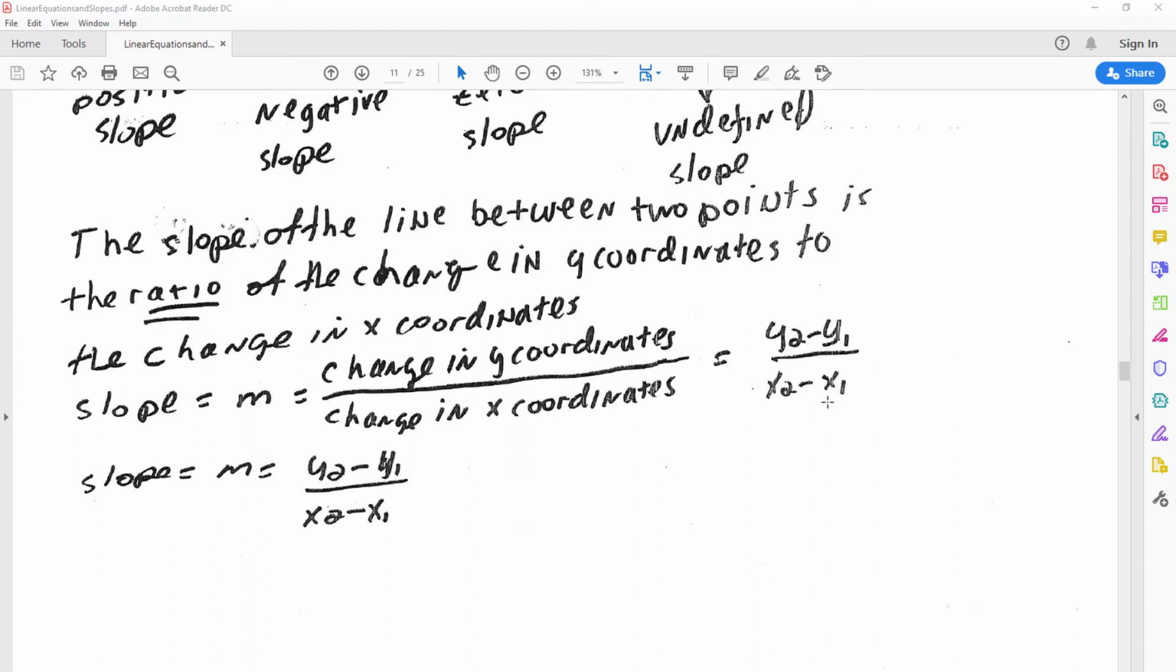The numbers that are here are called subscripts, the 2 and the 1. They simply mean a different instance of the same thing. A different instance in y coordinates, a different instance in x coordinates. That's all subscripts mean. So our formula for the slope is right here. m is equal to y2 minus y1 divided by x2 minus x1.